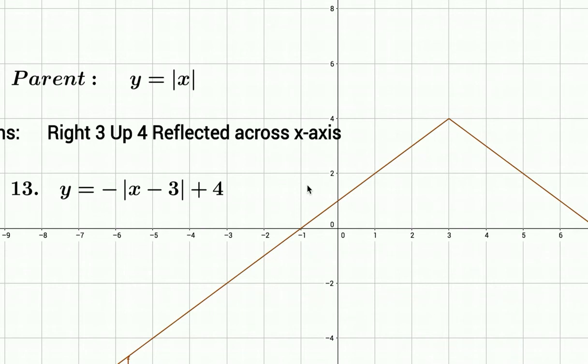Question number 13. This looks like the distinctive V shape we have. So the parent function is going to be the absolute value function. And the vertex, as you can see, went from 0, 0 to right 3, up 4. And again, it's reflected. We were expecting an upside V, instead it's a downside V, opening down. So the transformation we see here is right 3, up 4, then reflected across the x-axis. So the function itself is going to be y equals negative, don't forget reflected, so it's negative the absolute value of (x minus 3) plus 4.